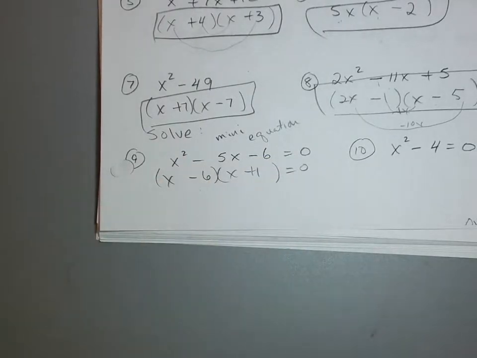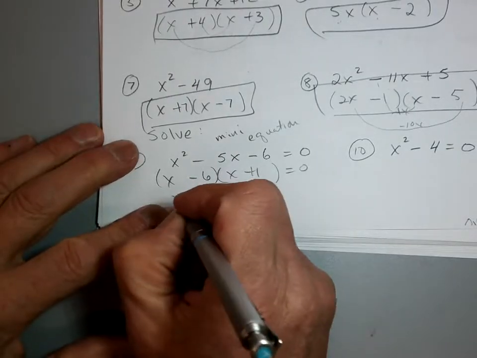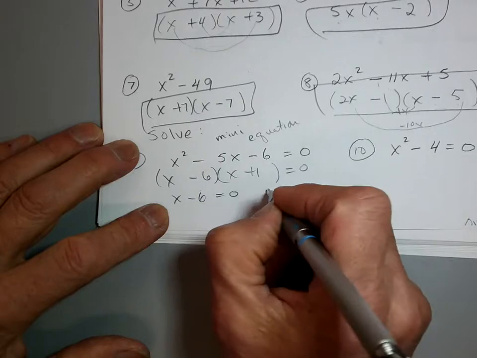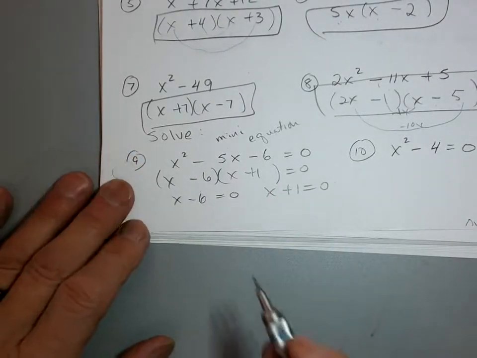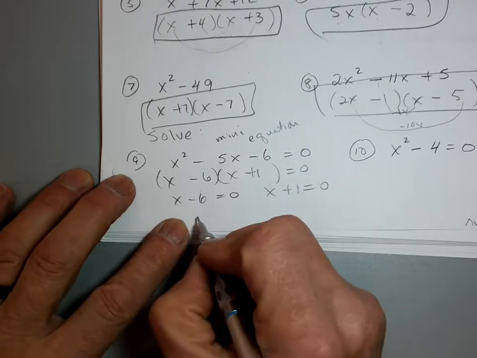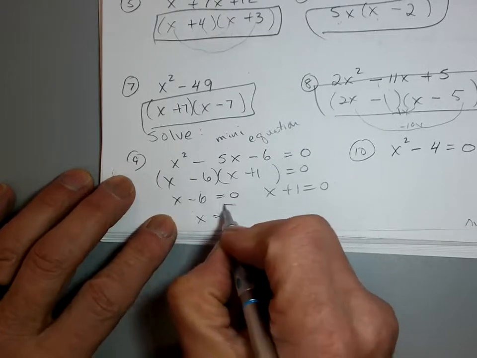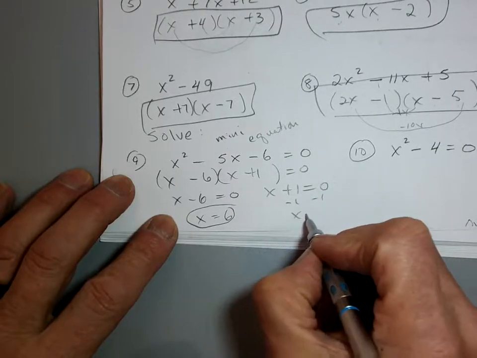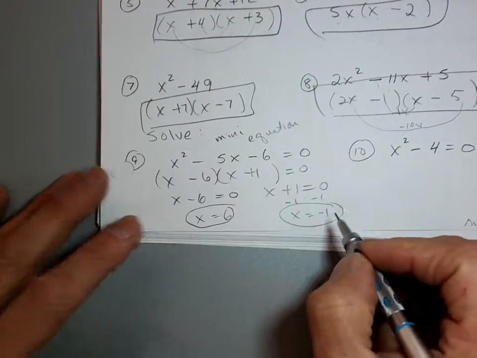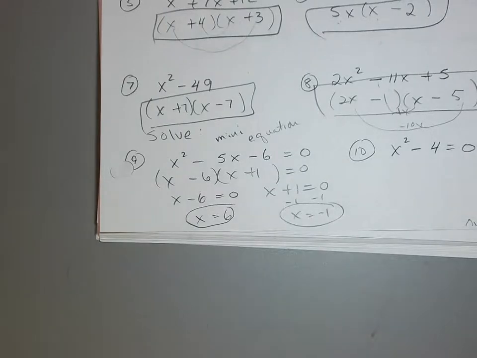But I'm not done, right? Now I need my many equations to solve for x. So go x minus 6 equals 0, x plus 1 equals 0, right? And if I solve plus 6, one of my answers is positive 6, minus 1, x equals negative 1, okay? How many answers? 2, right? Because it's x squared. Thanks, Zoe.